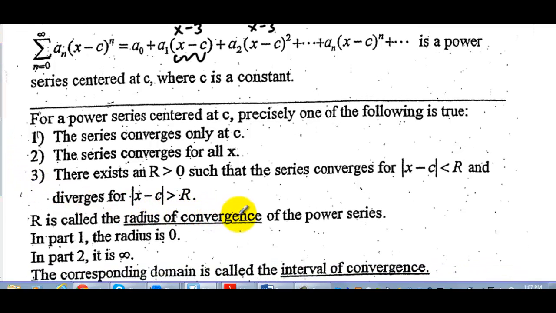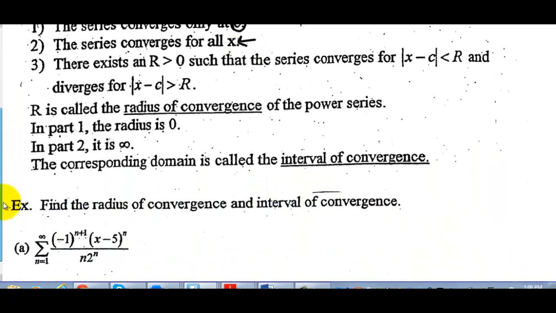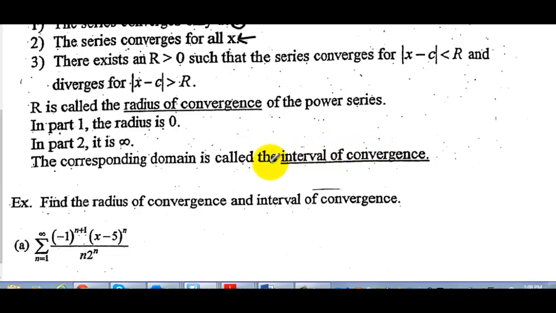R is called the radius of convergence of the power series, and in part 1 the radius is 0 because it only converges at one value. In part 2, the radius of convergence is infinity because it converges for all values of x. The corresponding domain is called the interval of convergence.